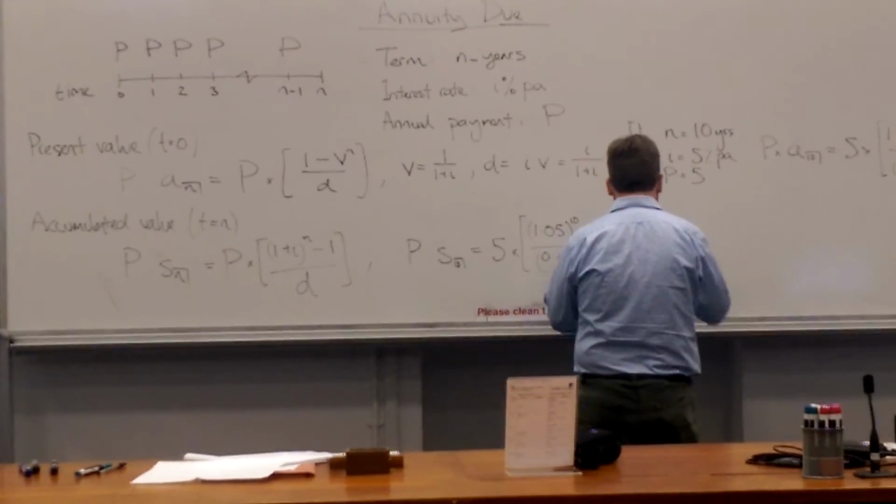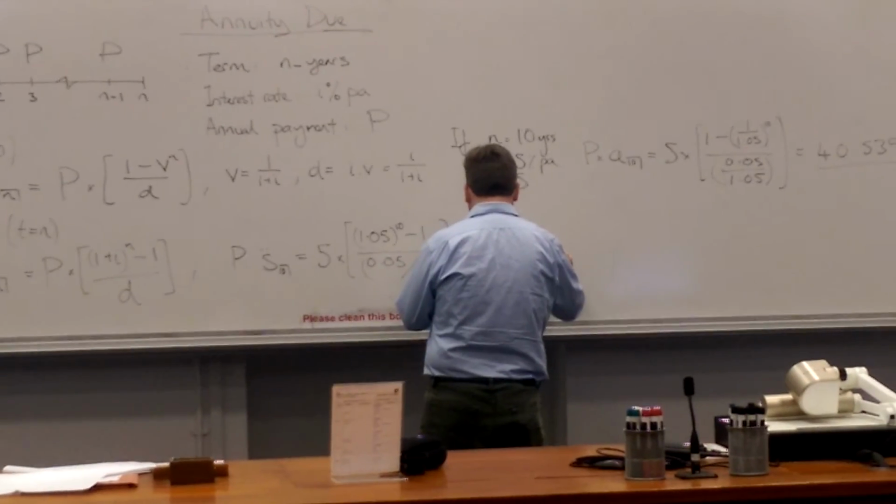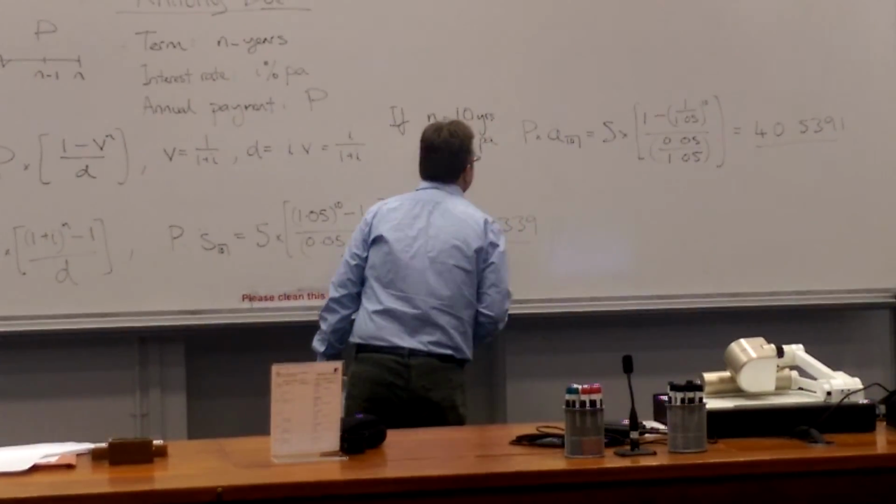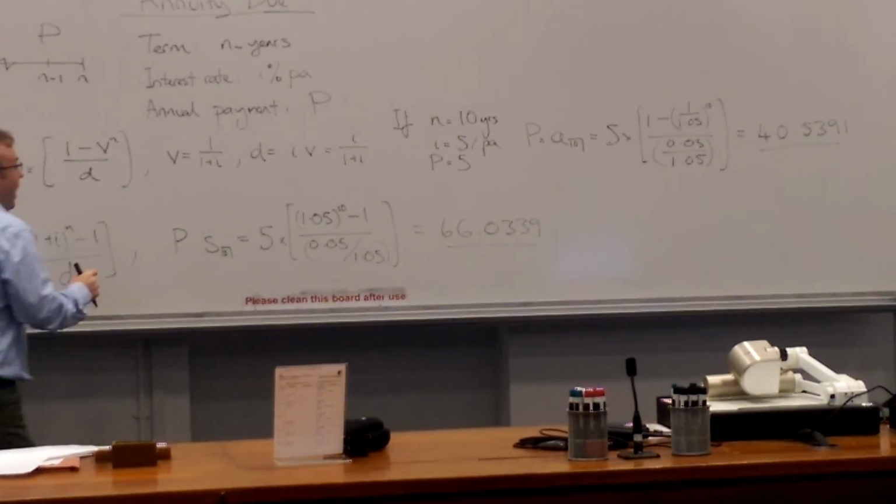And plugging in all those numbers, we get 66.0339 as the accumulated value at time 10.